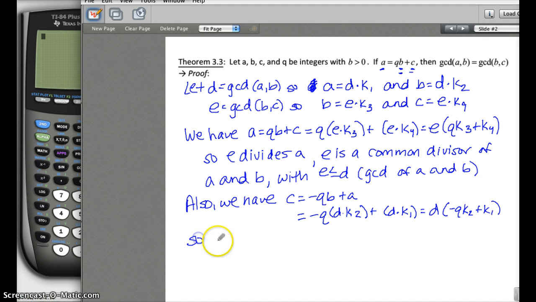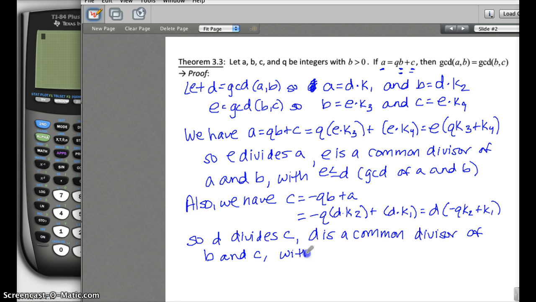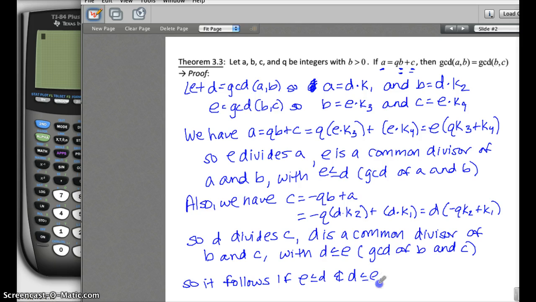So just like we said before, D divides C. We already knew that D divided B, so D is a common divisor of B and C. With D either less than or equal to E, E was the greatest common divisor of B and C. So it follows, if E is less than or equal to D and D is less than or equal to E, it must be that D is equal to E. So we've got that the greatest common divisor of A and B is equal to the greatest common divisor of B and C.